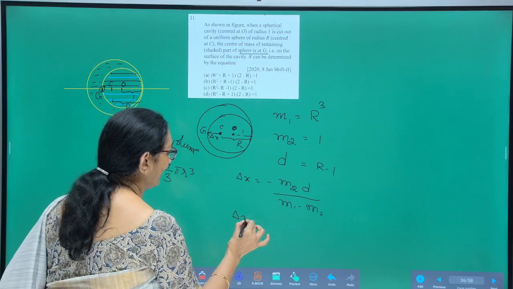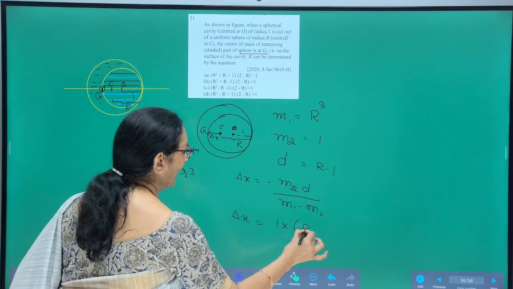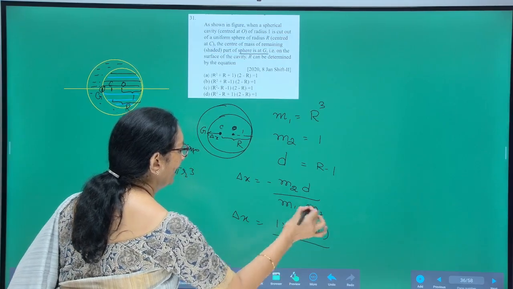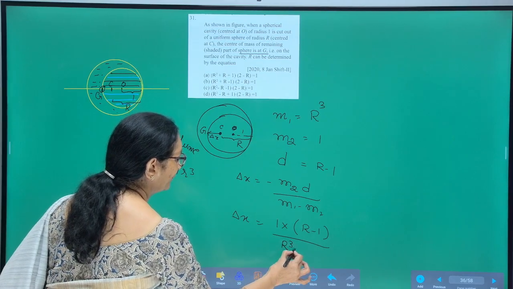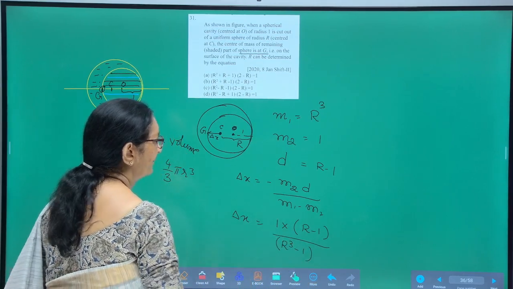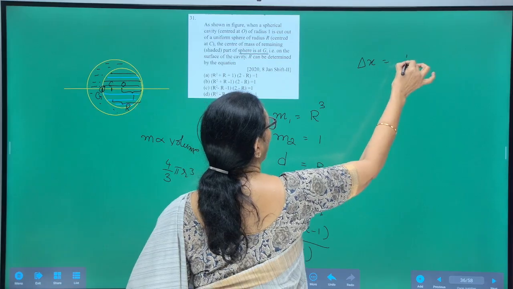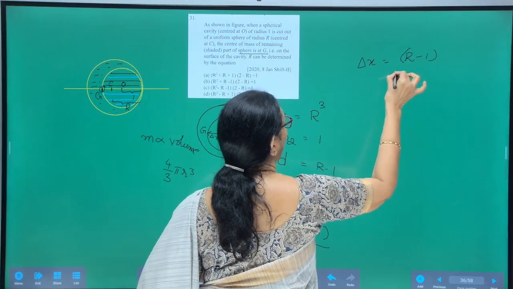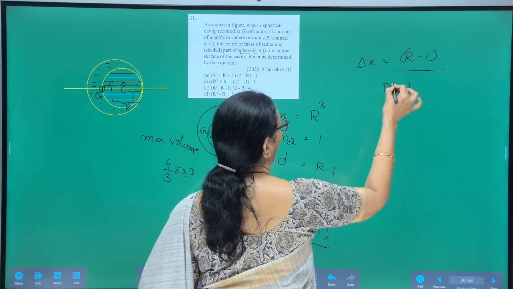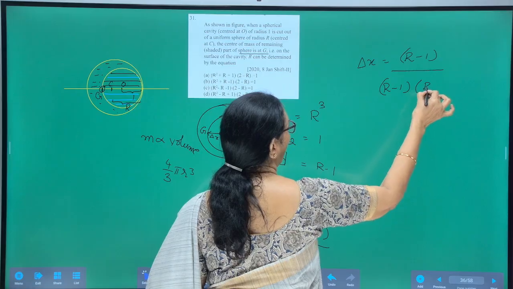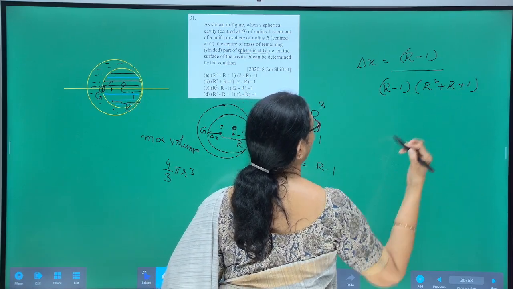So delta x is equal to m2 d, where d is R minus 1, by m1 minus m2, which is R cube minus 1. So delta x is equal to R minus 1 by R cube minus 1, which can be written as, you know, all of you know this, isn't it? R square plus R plus 1.